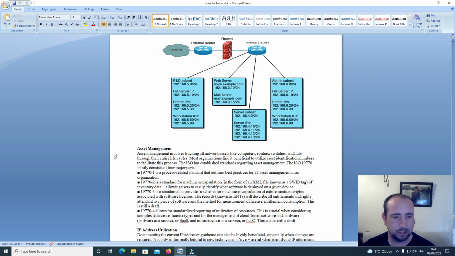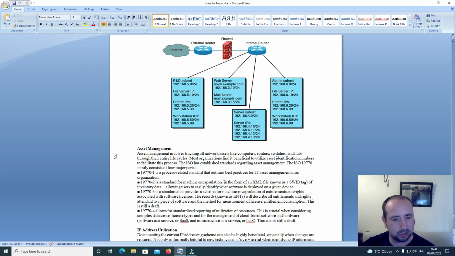Asset management. Asset management involves tracking all network assets like computers, routers, switches, and hubs through their life cycles. Most organizations find it beneficial to utilize asset identification numbers to facilitate this process. The ISO has established standards regarding asset management. The ISO 19770 family consists of four major parts.